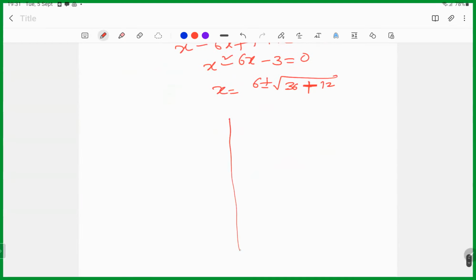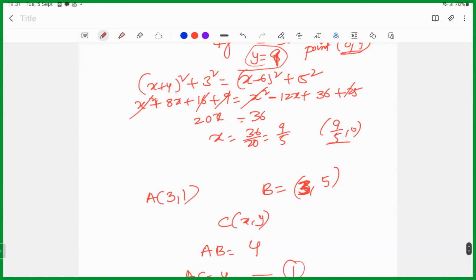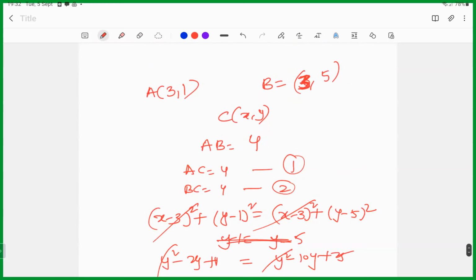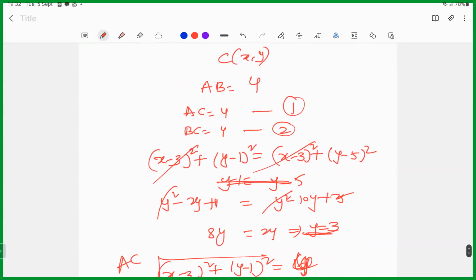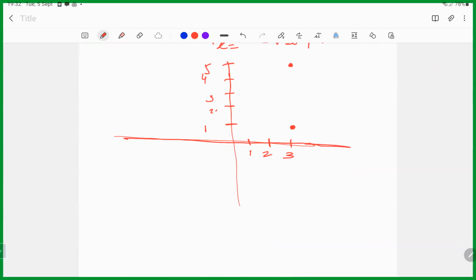So let's first of all plot the points. What are the points here now? Three comma one, three comma five, right? 3 comma 1 will be here, 3 comma 5 will be here. Right. Now we need to find out a point such that, how many such points will come? 2 points will come. One can be this side, one can be this side. That's why we are getting a quadratic equation.